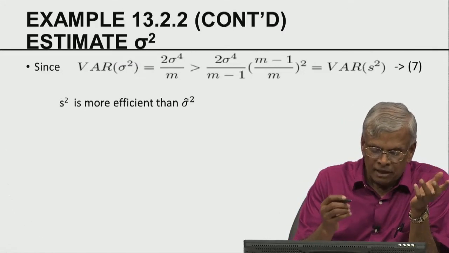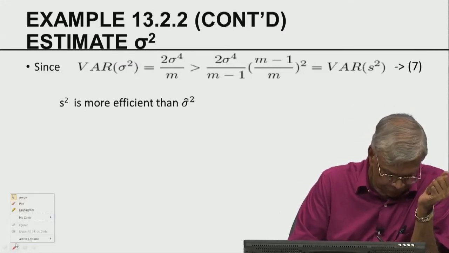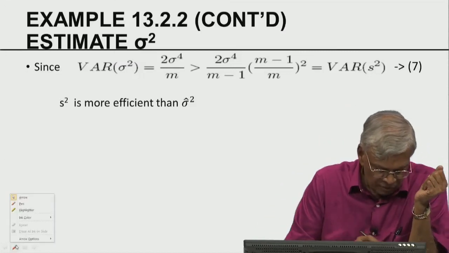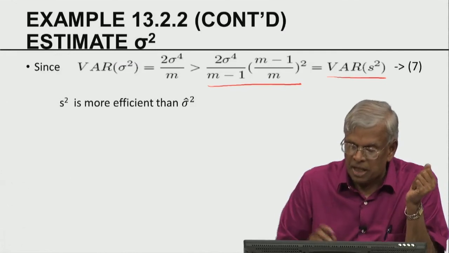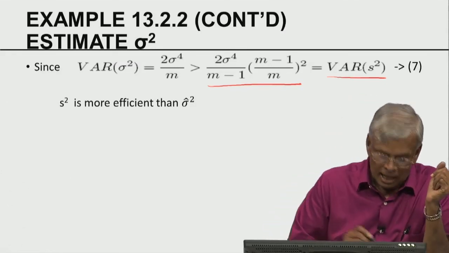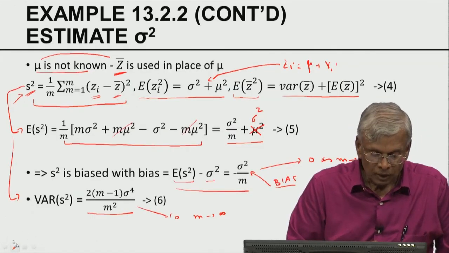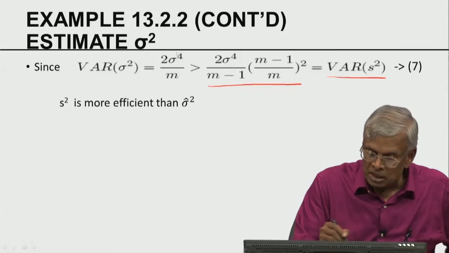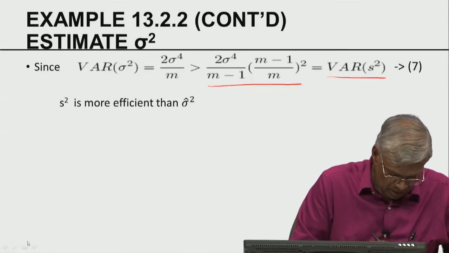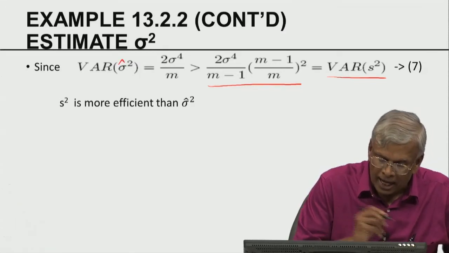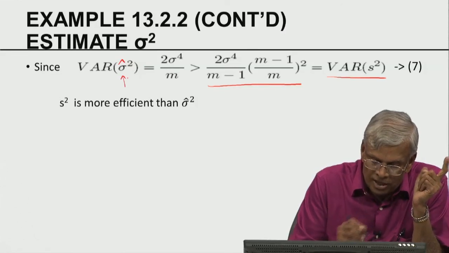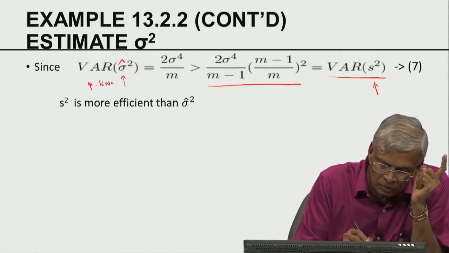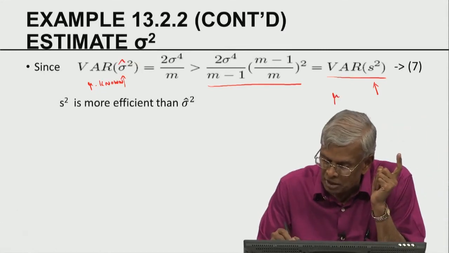Here again I have two kinds of estimates now. The variance of x square from the previous page is given by this. The variance of sigma square is 2 sigma to the power 4 by m. This is the variance of sigma square hat, I believe. Okay, I'm sorry. This is hat. So this is one estimate of the variance. This is another estimate of the variance. This estimate of the variance assumes mu is known. This estimate assumes mu is not known.